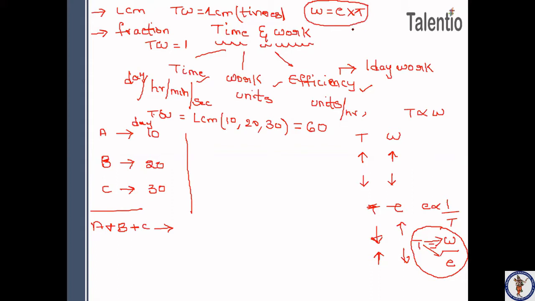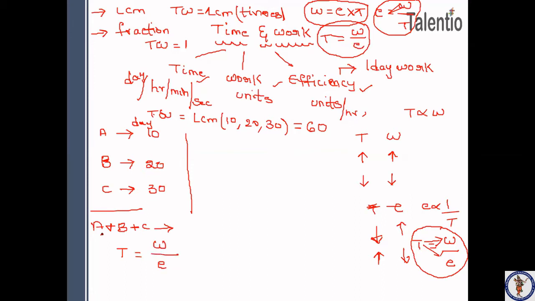When they're asking time, time is equal to work by efficiency of that person. When they ask efficiency, efficiency is equal to work by time taken by the person. These three are the formulas. Now, in this question, what are they asking? They ask the time taken by A, B, and C combinedly. So, time taken by A, B, and C is equal to total work by efficiency of A, B, and C.